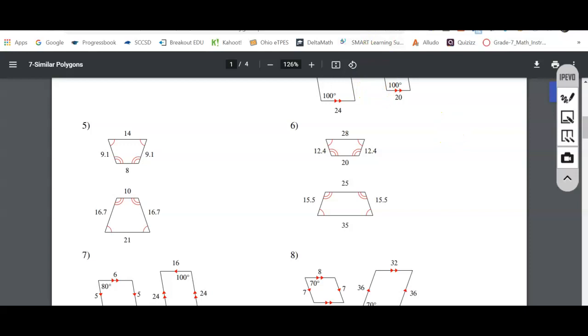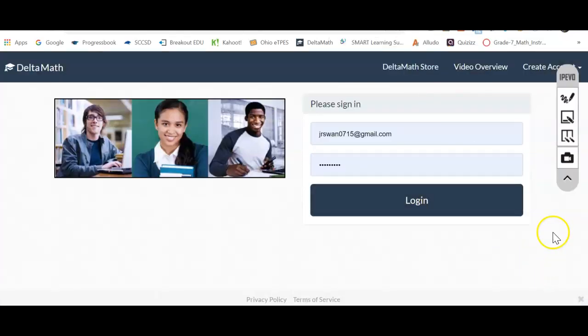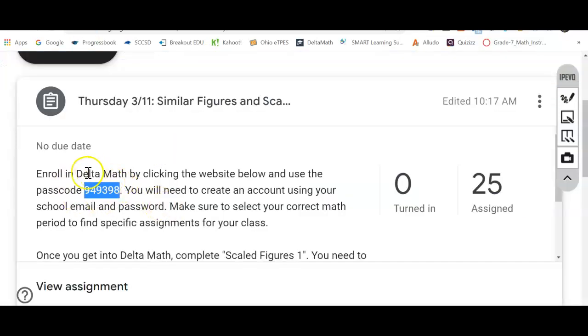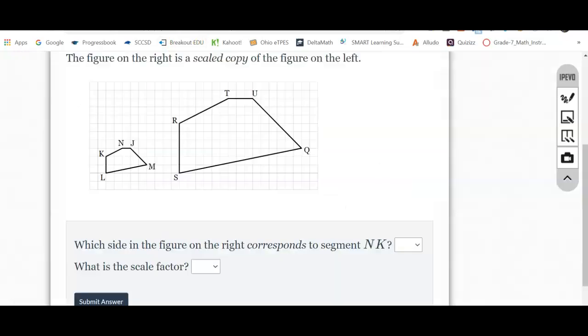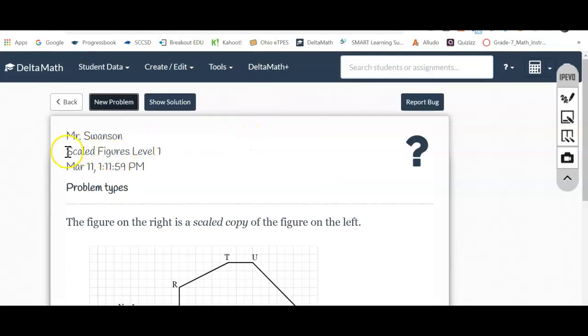Okay, so now what we're going to do is go over to Delta Math. We're going to create an account. In Google Classroom, it has a link for Delta Math. Click Create Account. Student, you will need the passcode right there in Google Classroom. Use your school email and password to set up an account. Then log in and do the assignment called Scaled Figures Level 1. You only have to answer 5 questions correctly. They do not have to be in order. Just answer 5 correct questions.